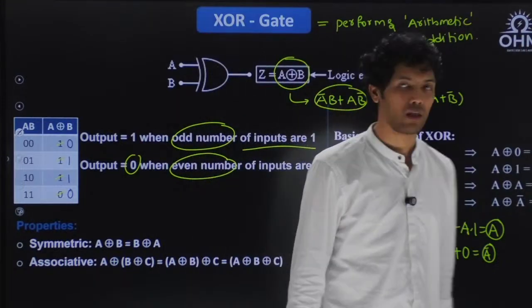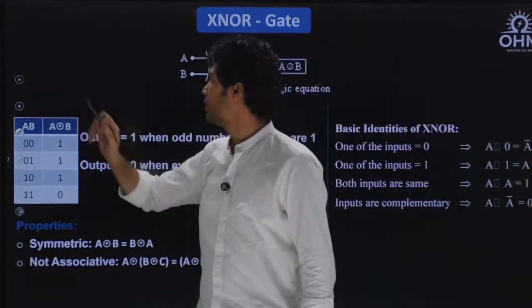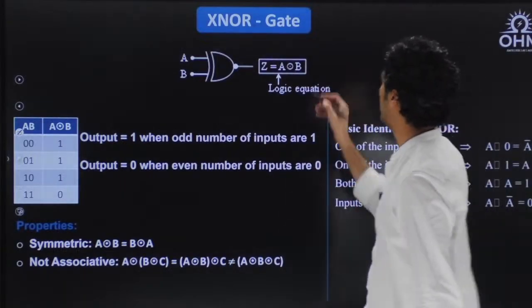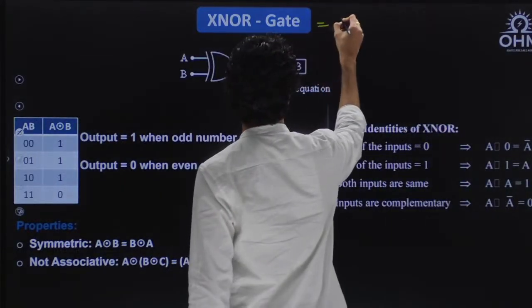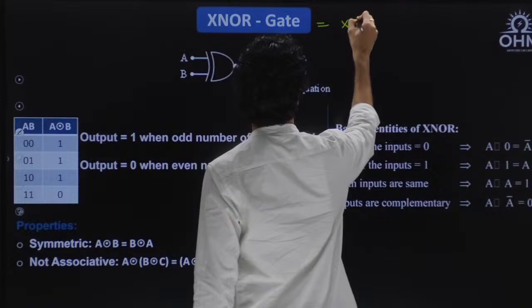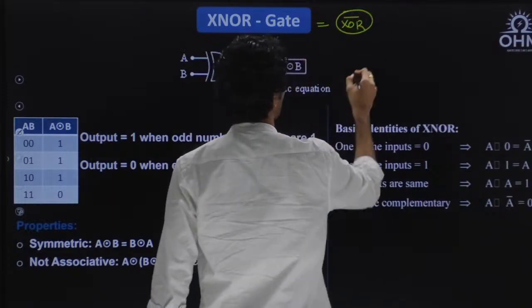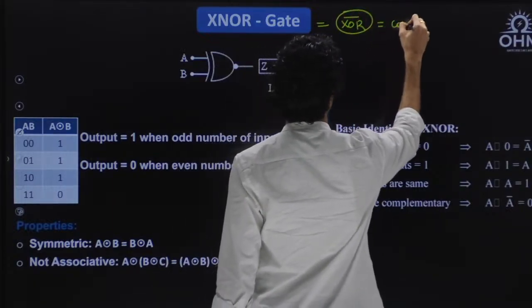Next, coming to the XNOR function. Do remember it like this: this is basically the complement of XOR. So this is always the complement of XOR.